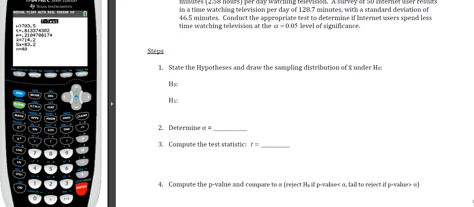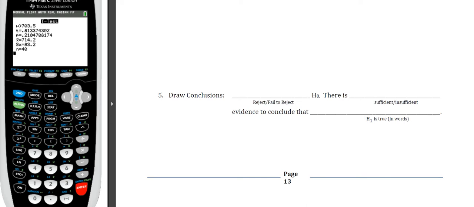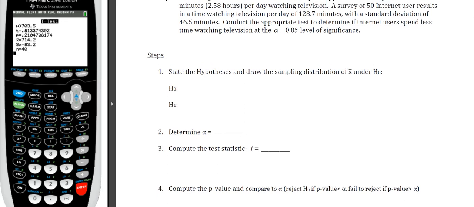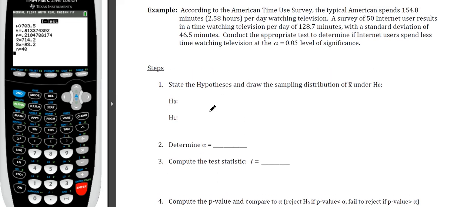All right, on page 13. Okay, on page 13, we have another example here. According to the American Time Use Survey, the typical American spends 154.8 minutes per day watching television. So that is going to be our mu sub 0. I already know that this is mu, not p. I don't see anything about a proportion already. So a survey of 50 internet users, so that's n, results in the time watching television per day of 128.7 minutes, so that's our x bar, with a standard deviation of 46.5, so that's s.